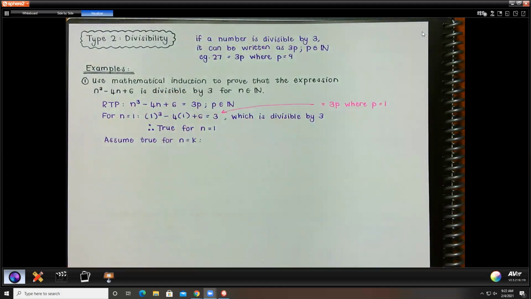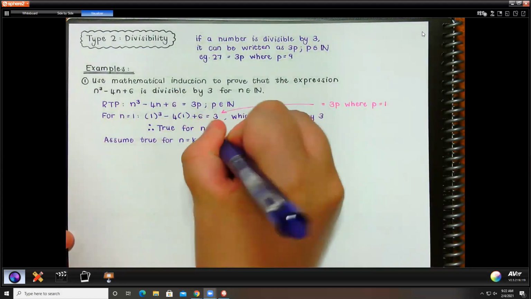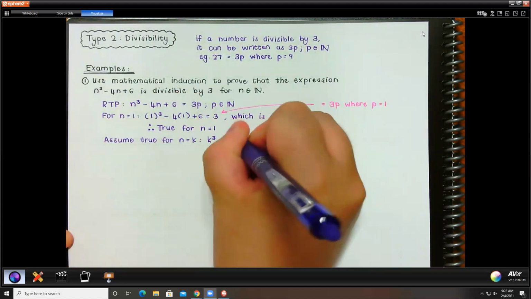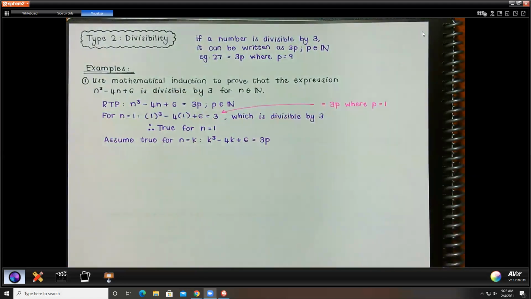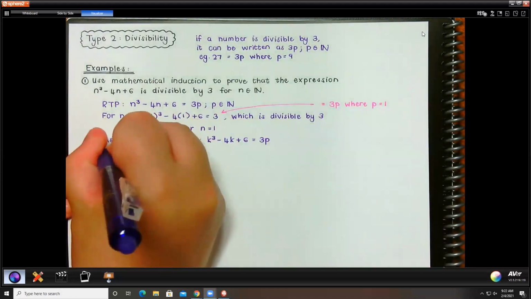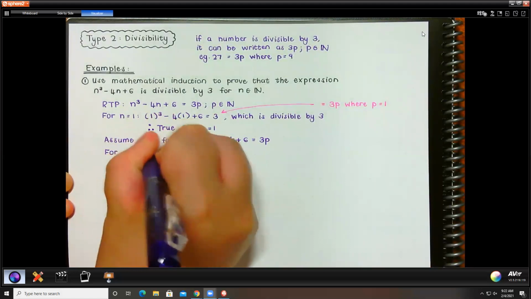Right? Assume true for n equals k. So now we're going to say k cubed minus 4k plus 6 is equal to 3p. We don't have to state again that p is an element of natural numbers because we stated it in the first line already. Okay, so we assume that this is true again so that we can use it in our next step. So now I'm going to say for n equals k plus 1.